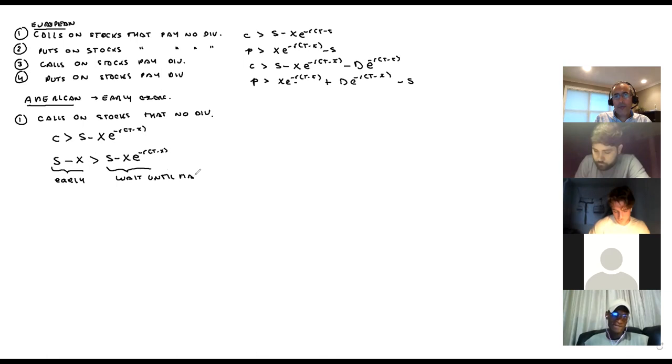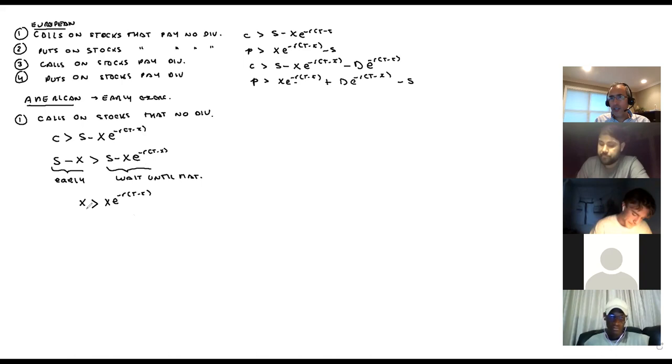Here there is something very interesting, guys. Which one is larger, X or X e to the minus r (T minus t)? This, right? Because this is a discounted value. Do you agree with me? If this is 100, this is 100 divided by 1.1, for example. So by construction, this is always true. Make sense to you guys?